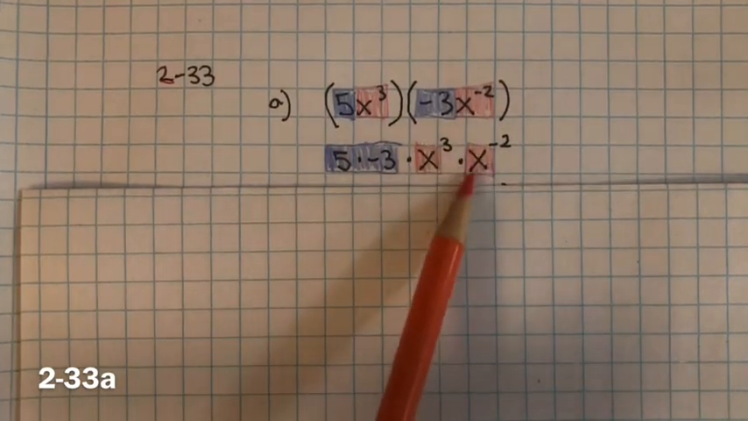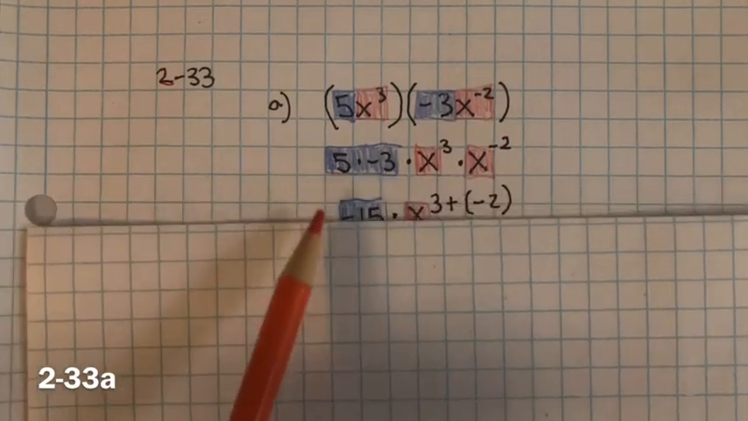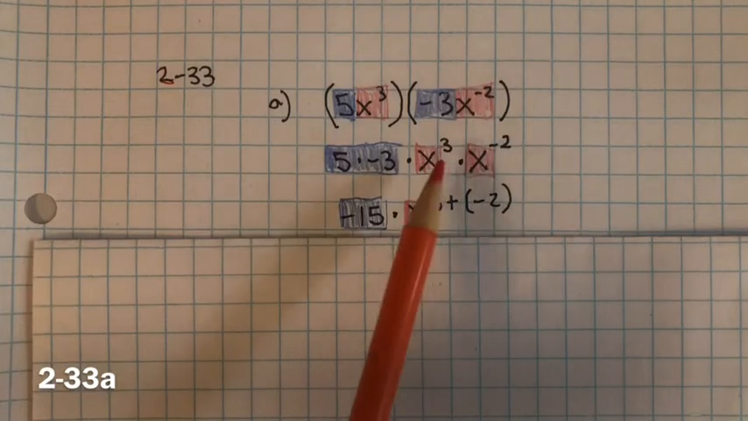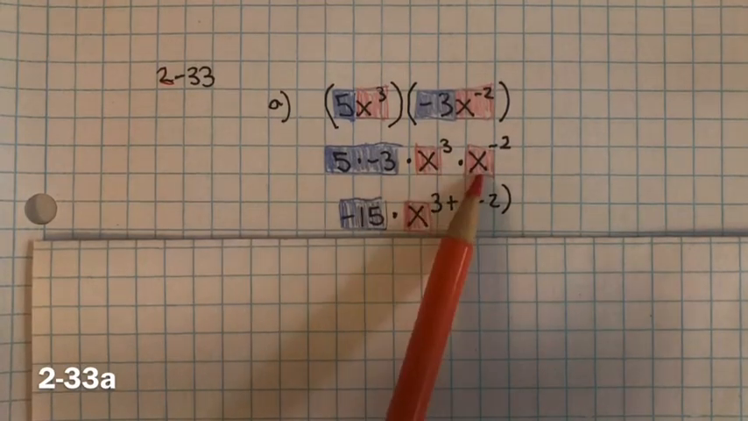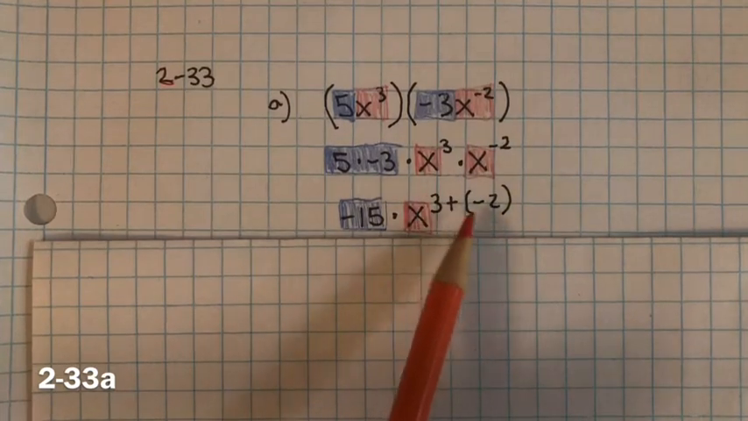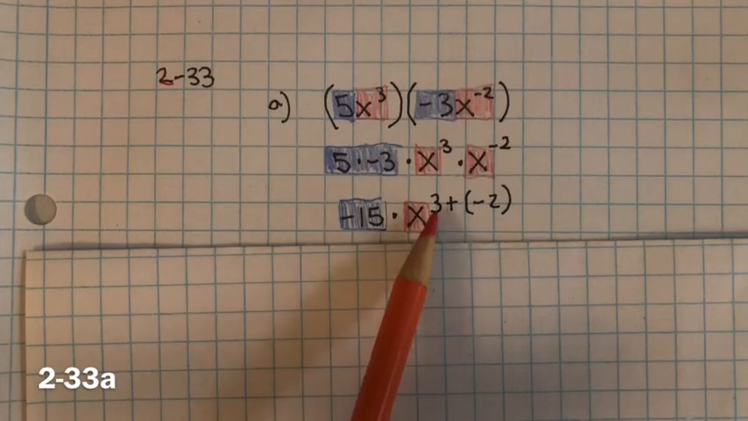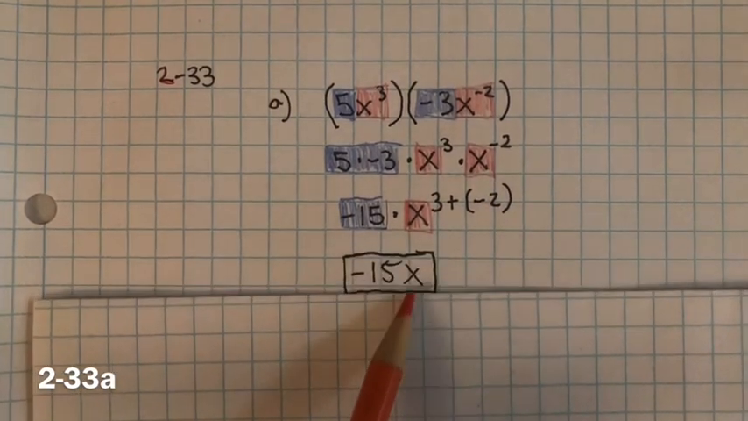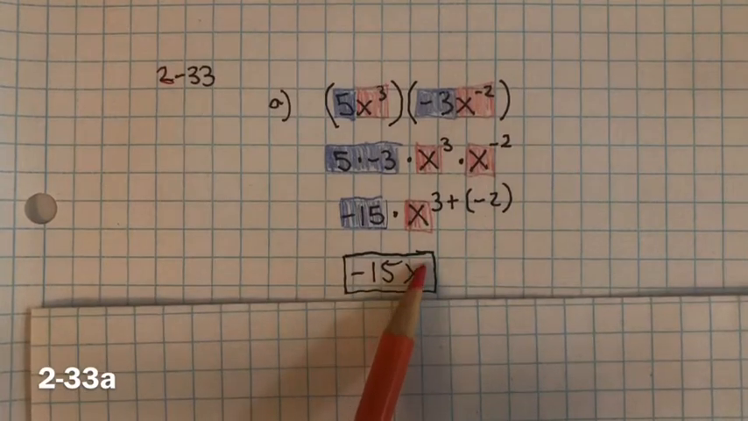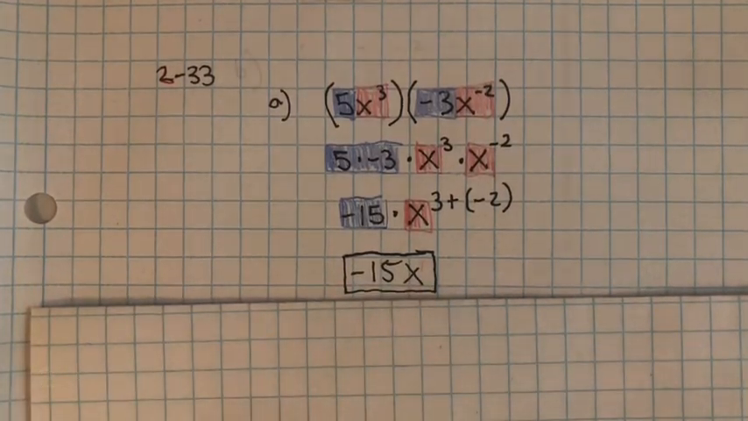to group like terms. And now we have 5 times negative 3, which is negative 15. Multiplying exponents with the same base, you're adding them. So we have 3 plus a negative 2. We have more positives than negatives, so we know it's going to be a positive. Signs are opposite, so you subtract. 3 minus 2 is 1. And I could put a 1 there for a placeholder for the exponent, but it's not needed. So the answer is negative 15x.